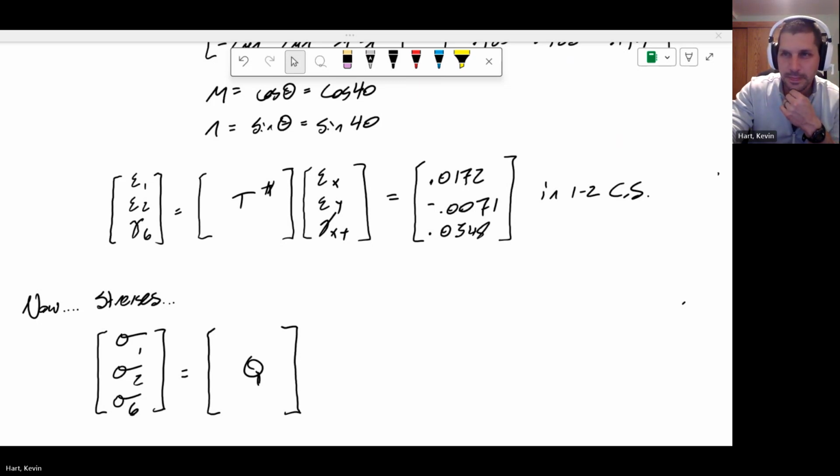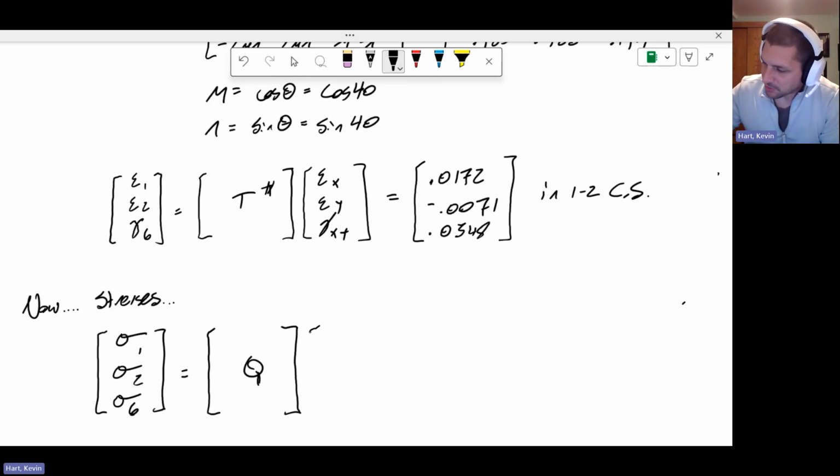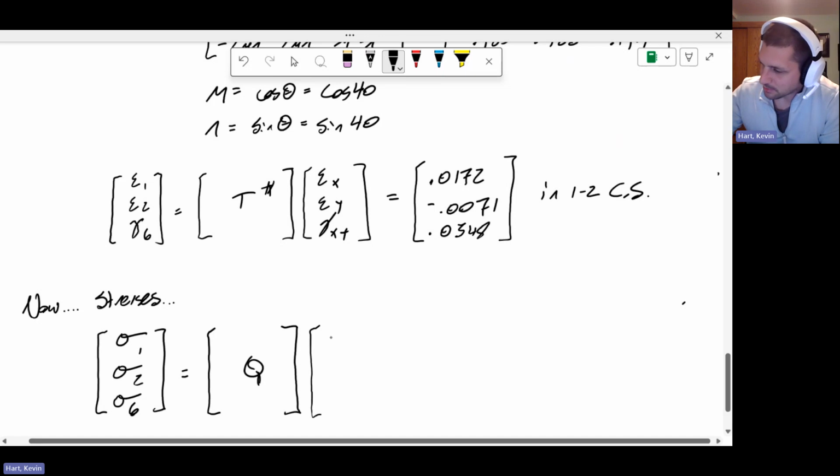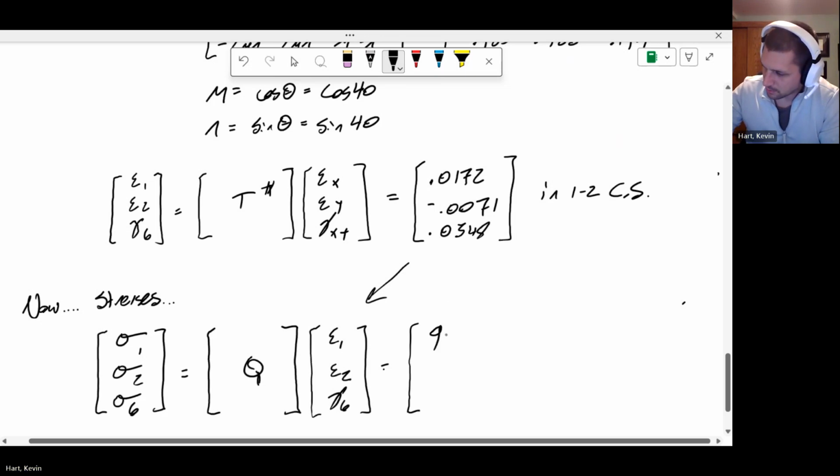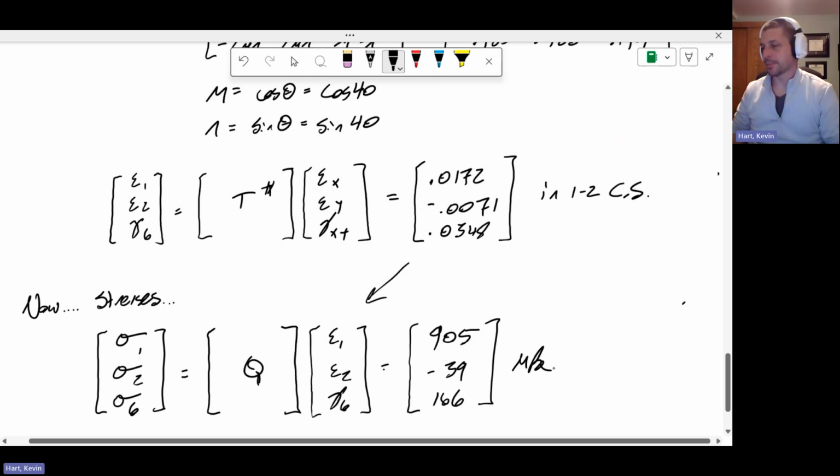My microphone just decided to crap out there for a second, but we're back. Stiffness matrix Q times the strains that we found, epsilon 1, epsilon 2, epsilon 6, which are these guys here. You could punch this in, calculate this, and these are the stresses that you would find: 905, negative 39, and 166. This is in MPa.